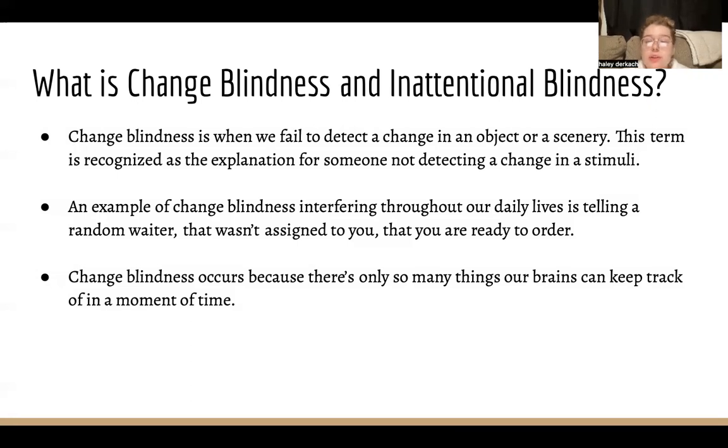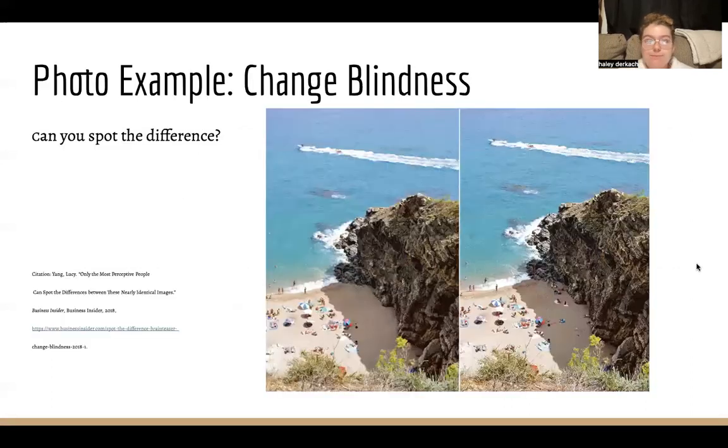This is something that occurs because really there's only so many things our brain can keep track of. I know we all like to think we're the best of the best, but it just happens. So here's an example of change blindness. Can you spot the difference in these photos? I'll give you a hint. It's towards the cliff.